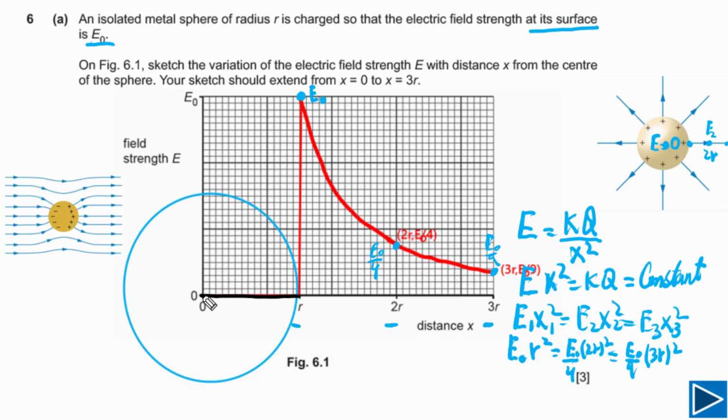Let me explain why the electric field inside the metal sphere is equal to 0, meaning the electric field from the center to the surface, inside this metal sphere, is equal to 0, as I have already explained here.